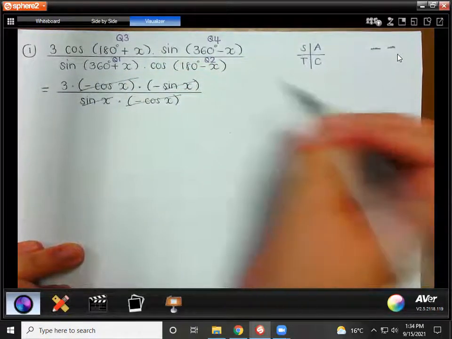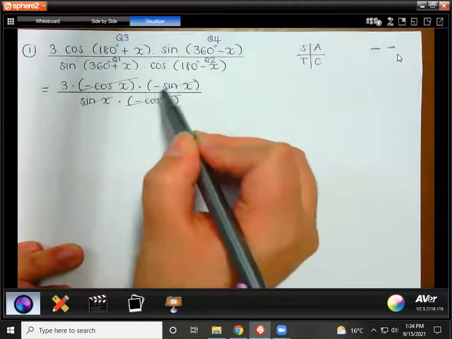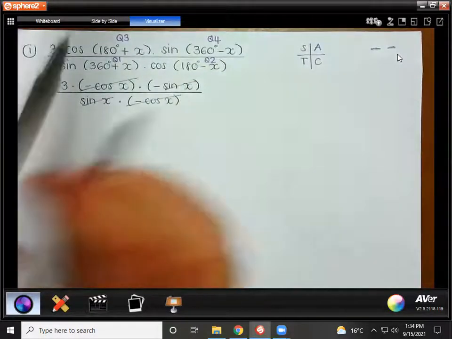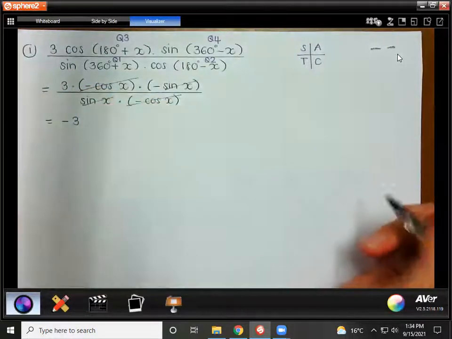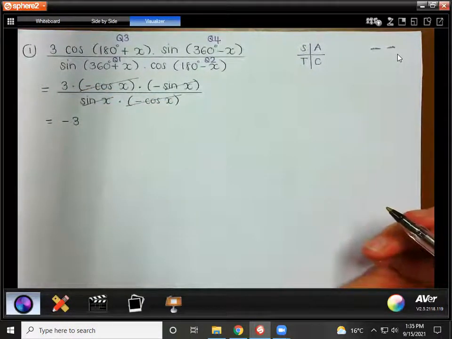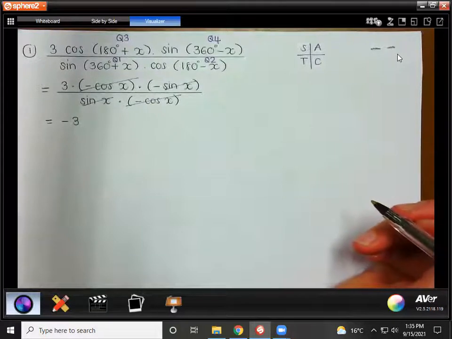And what am I left with? 3 and a negative 1. So what is my answer there, guys? Negative 3. Okay, that's how we use the reduction formula.